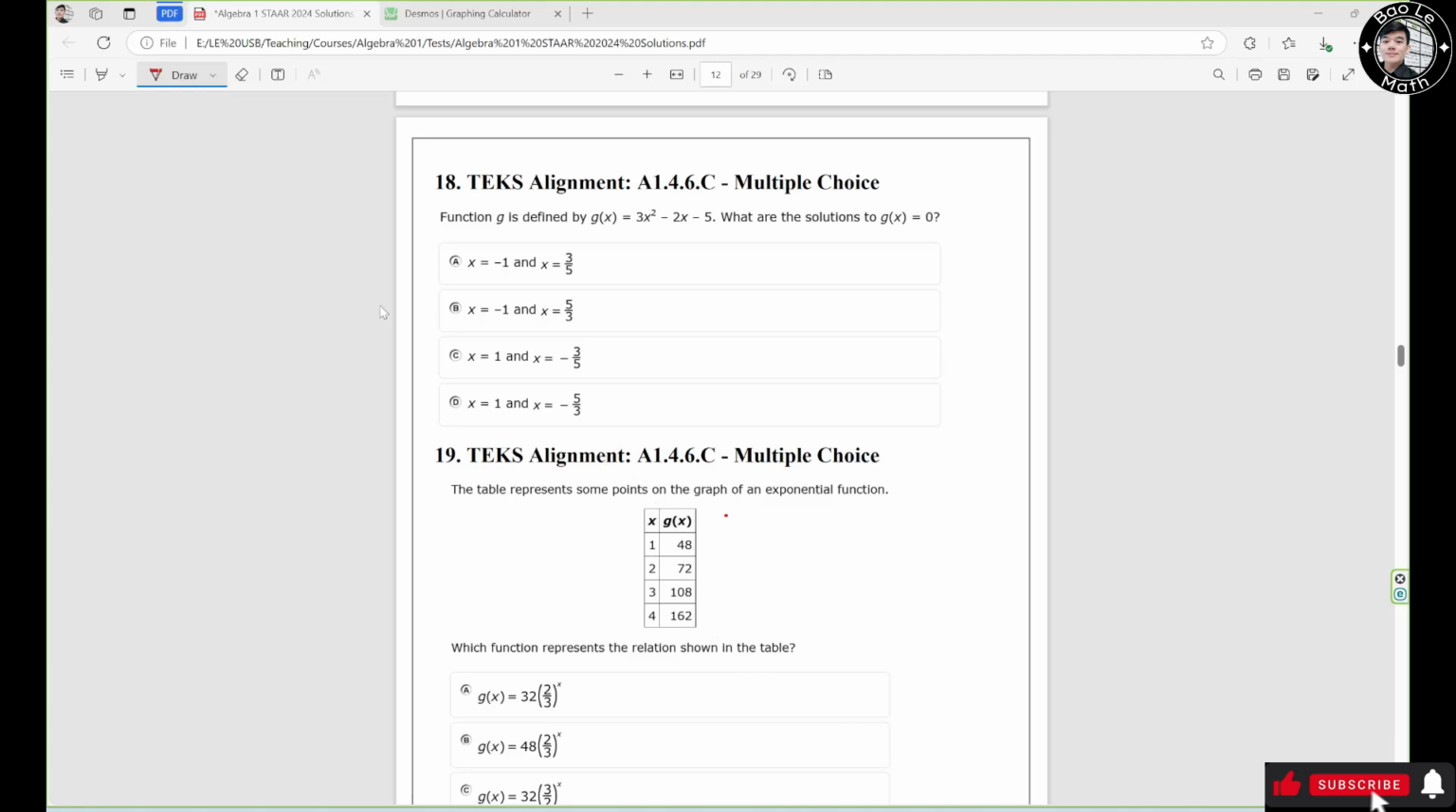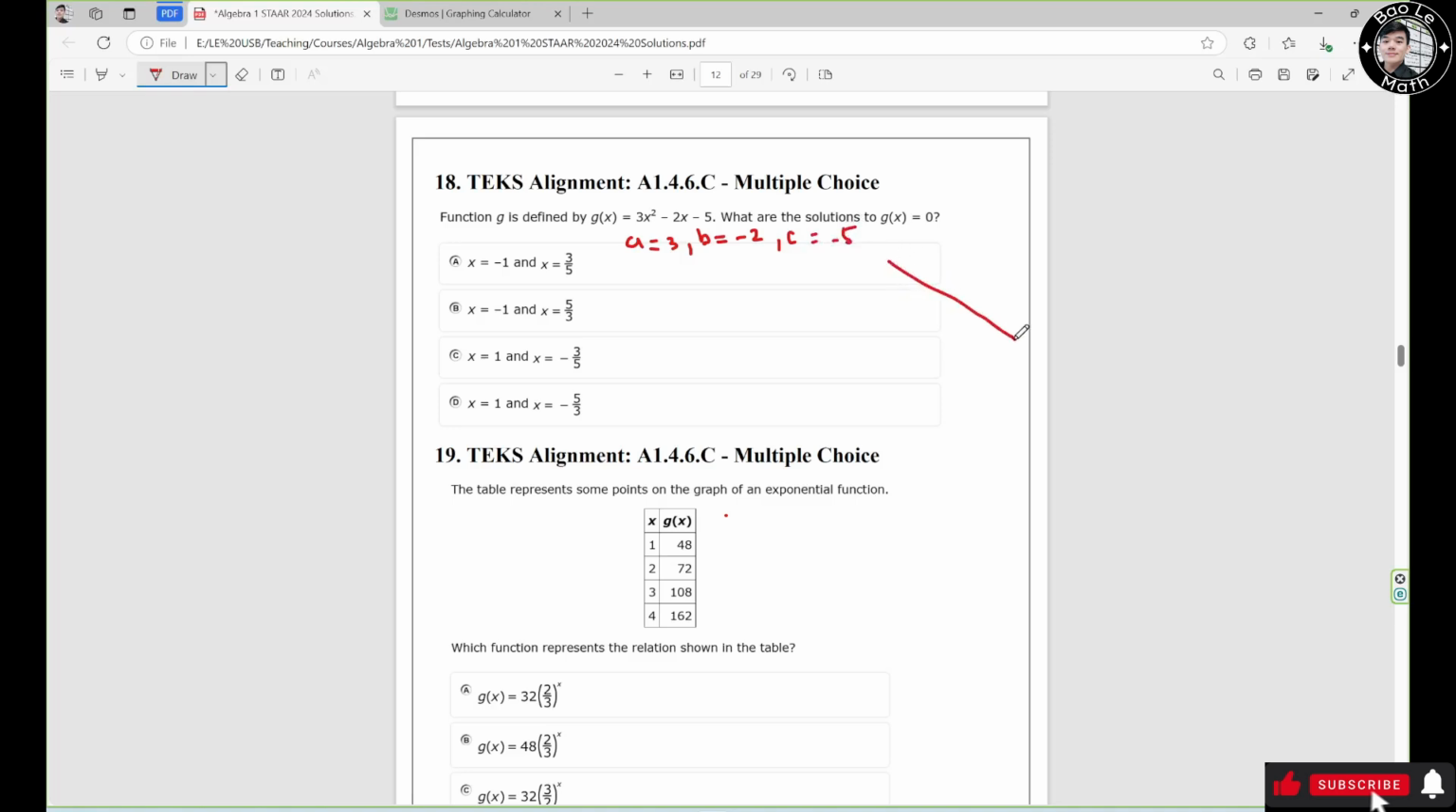Now let's move on to question number 18. The function g is defined by g of s equals 3s squared minus 2s minus 5. What are the solutions to g of s equals 0? Alright, so I'm going to show you 3 different ways to do this one. The first one, you're going to factor, okay? So you have a equals 3, b equals negative 2, and c equals negative 5.